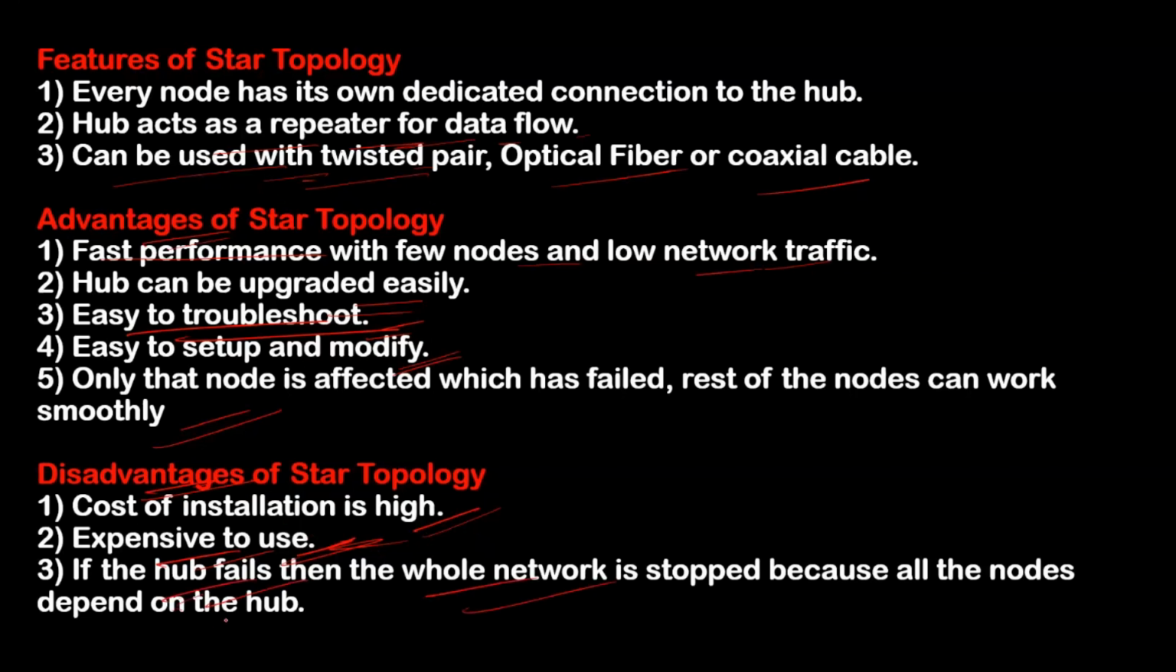If the hub fails, then the whole network fails. If you are using a hub or switch and the central device fails, your whole network stops, because all the nodes depend on that central device, the hub or the switch. Right? So this is star topology. Okay, so now star topology, is that clear?